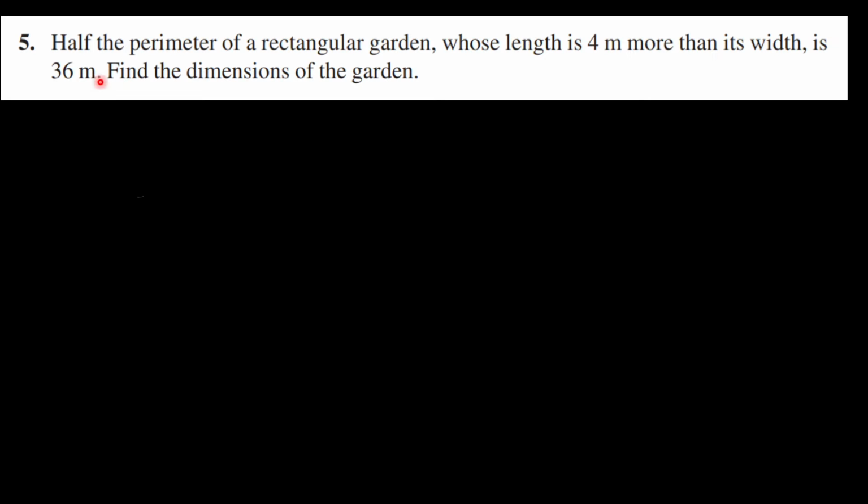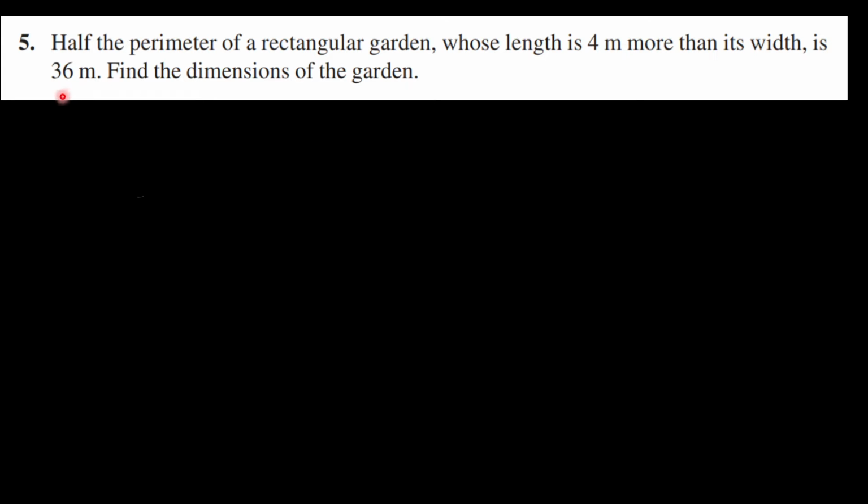Now, in 3.2, looking at the 5th question: half the perimeter of a rectangular garden, whose length is 4 meters more than its width, is 36 meters. The question framing is done in a single sentence instead of two sentences. Half the perimeter of a rectangular garden whose length is 4 meters more than width is 36.